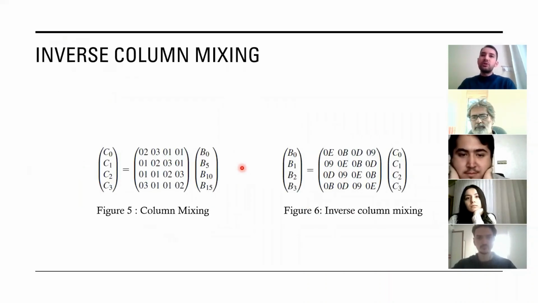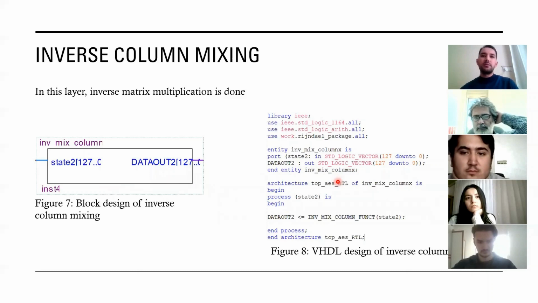Inverse column mixing: we do the inverse matrix multiplication. In the encryption algorithm, we did the matrix multiplication in the forward direction, and we need to do inverse multiplication in this section. For this reason, we need to take the inverse of the matrix. And this is my block design of the mix column layer. I designed this layer as 128 bits of input and 128 bits of output.